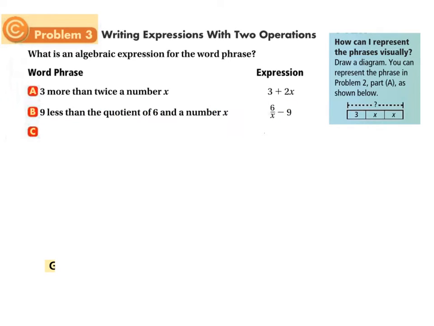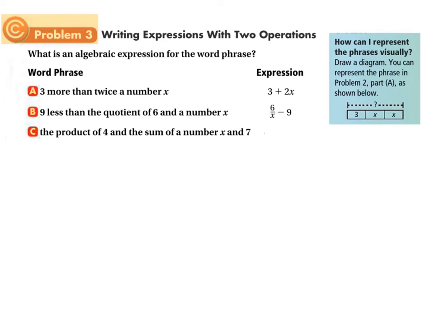And we've got one more, and that is the product of 4 and the sum of a number x and 7. This is a little tricky, so let's break it down here. Product is the answer to a multiplication problem. We're doing the product of two things. We're multiplying two things. We're multiplying 4 and what? And the sum of these numbers.